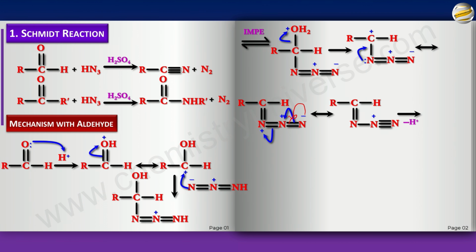It will lose the H plus, meaning this bond will come like this and this will go like this. And you have RC triple bond N with nitrogen gas being released. Just go through this mechanism once again to get a hang of it. You get a cyanide.